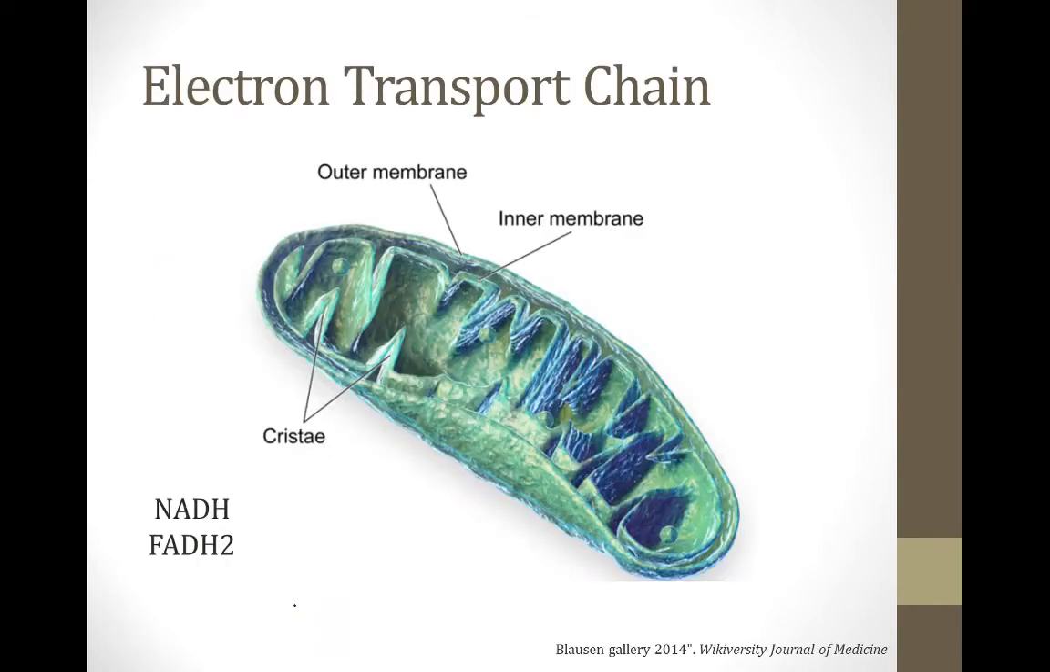The electron transport chain is an ATP generating process that occurs inside the mitochondria of our cells. It takes molecules like NADH and FADH2, which are electron carriers, and it takes their electrons and passes them through a series of structures in order to generate ATP for energy for the cell.